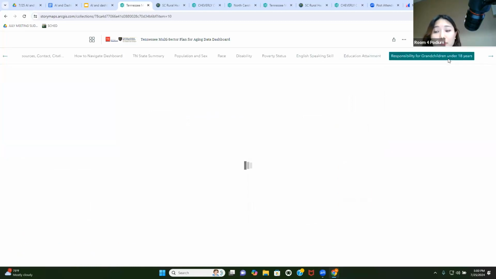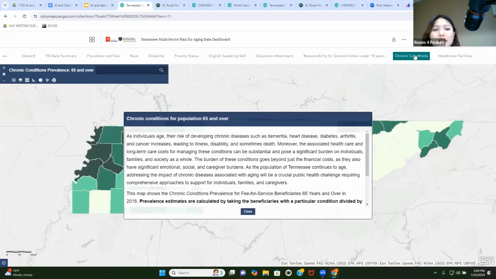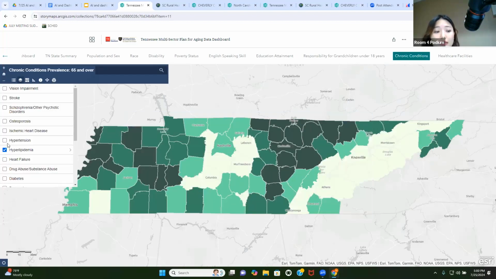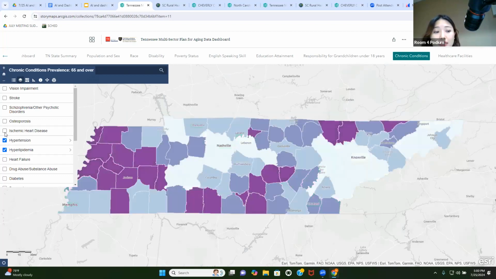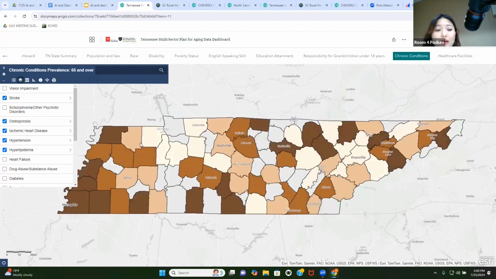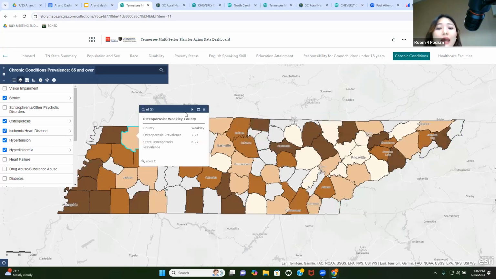We also have responsibility for children, and we have chronic conditions. We covered 18 different chronic conditions here, and you can see like hyperlipidemia, hypertension, heart disease, stroke, vision impairment. And we had three aging symposiums in Tennessee, one in East, one in Middle, one in West.